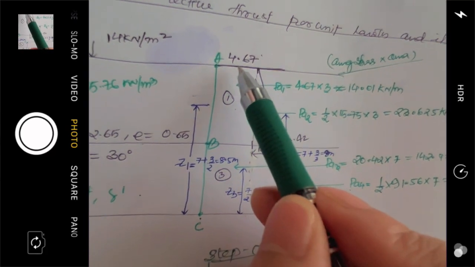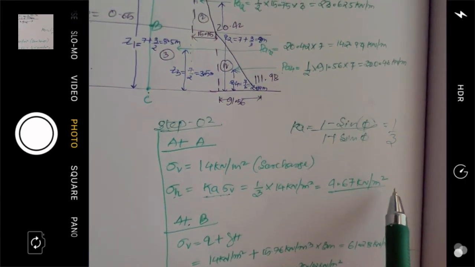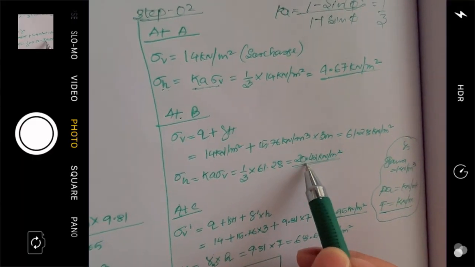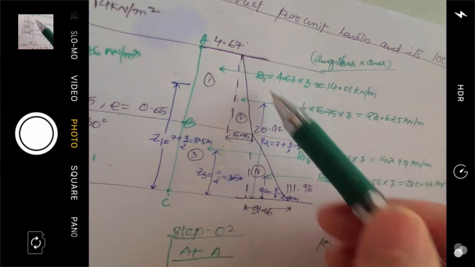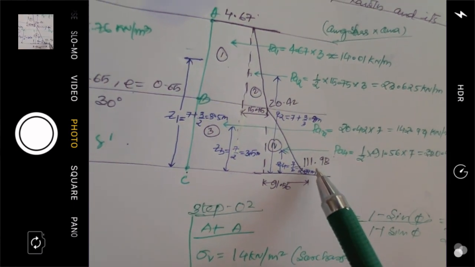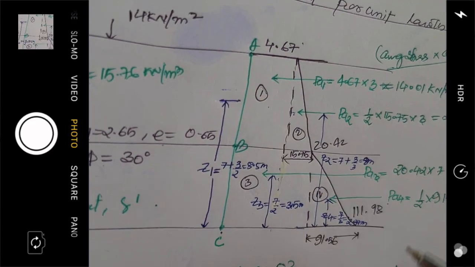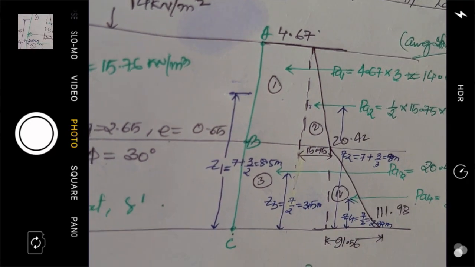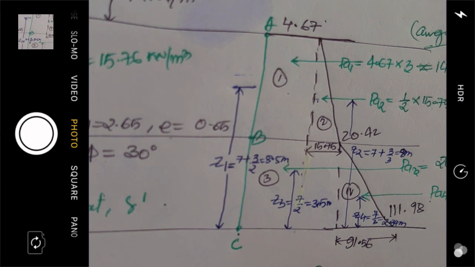So in the very initial it's 4.67. You can see here 4.67 kilonewton per meter square, and then you only need to see the sigma H value. After that it's 20.42, and after that it's 111.98. So it's linearly varying 4.67, 20.42, 111.98. And now what you need to do is divide all of these into sections, or you can do it in any way you like that would stick in your mind.